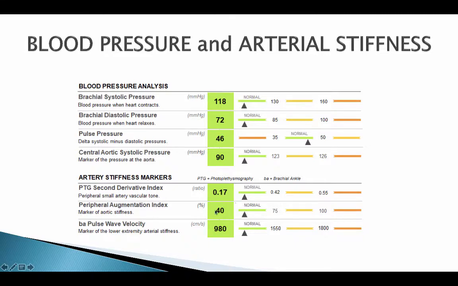It also measures arterial stiffness. And stiffness is not a good thing. You don't want to have stiff arteries. That's also called hardening of the arteries, and this will decrease the flow of blood in your body.